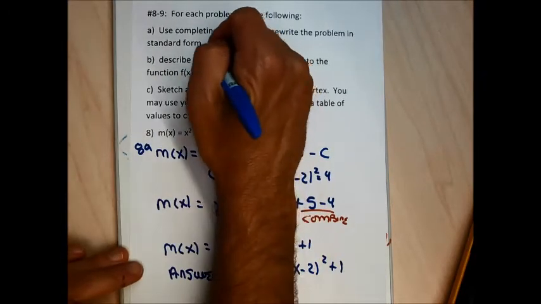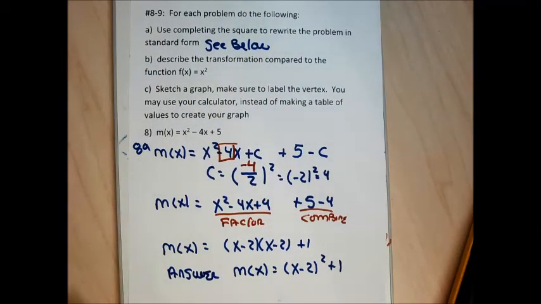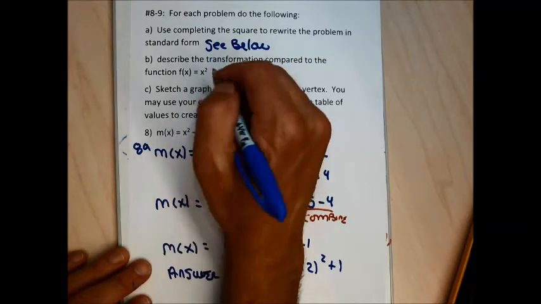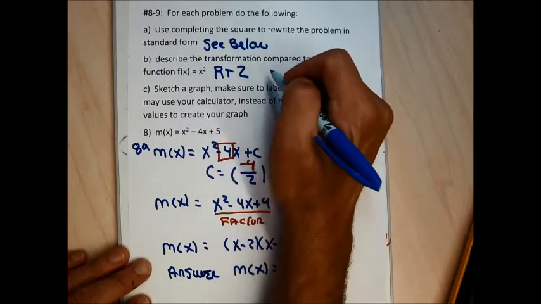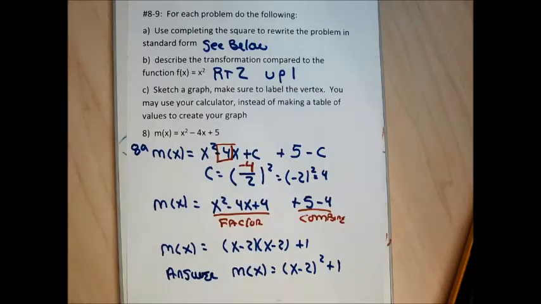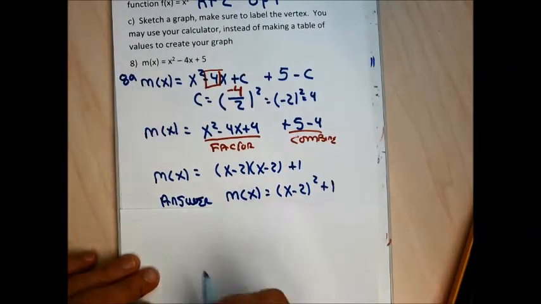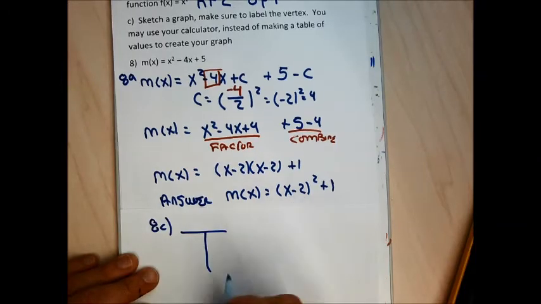So done with part A, I'm just going to say C below. For part B, to describe the transformation compared to an x squared graph, the minus 2 inside of parentheses is going to move the graph right 2. The plus 1 is going to move it up 1. Now I need to sketch a graph and make a table of values. The number that I'm going to put in the middle of my x column when I go to do part C, I set x minus 2 equal to 0 and get x equal to 2. So I'm going to put 2 in the middle of my x column and go smaller and bigger.